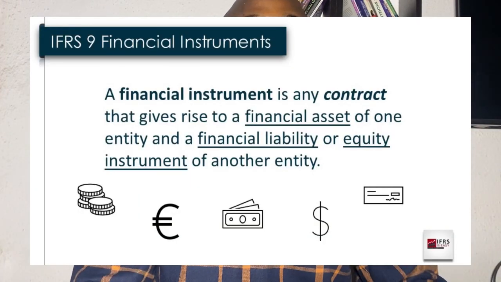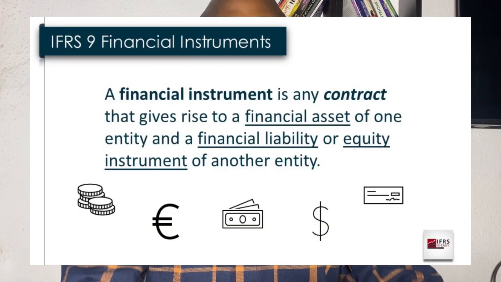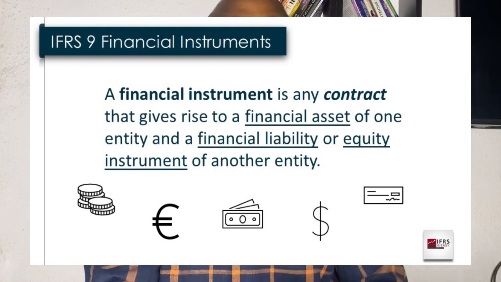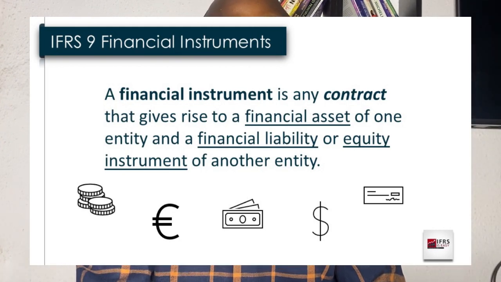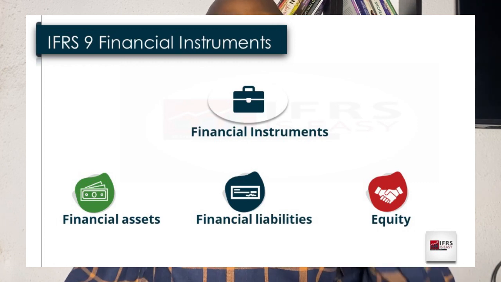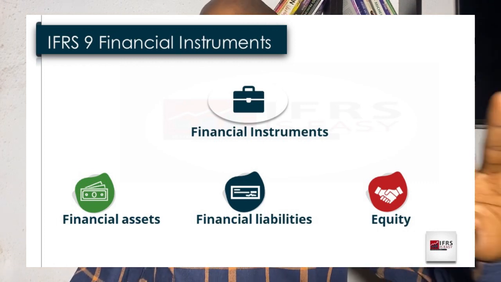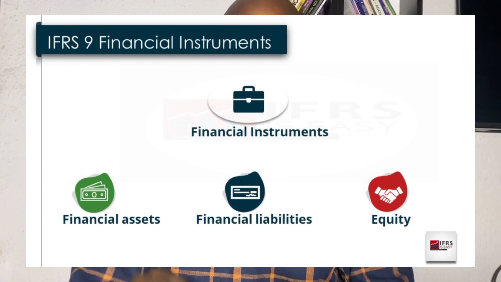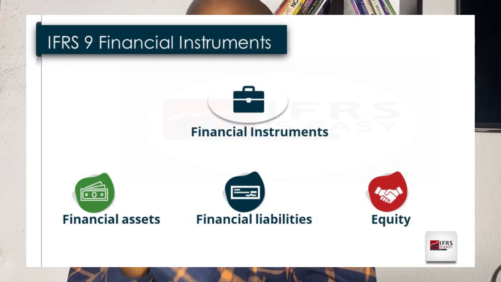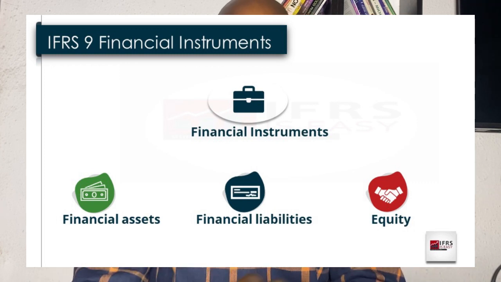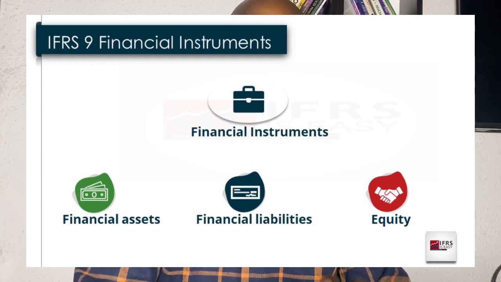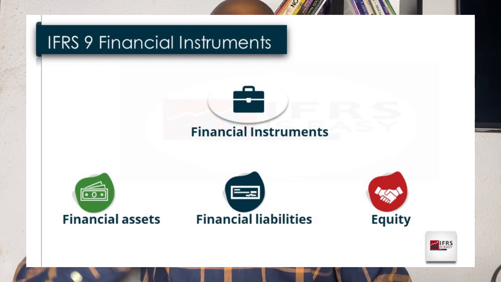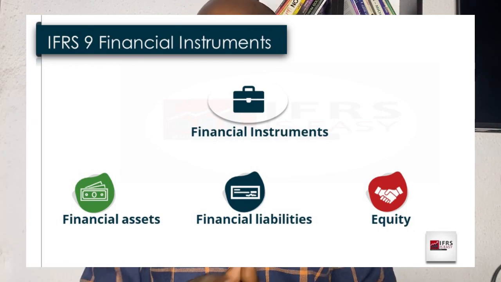Now if you go back to our definition, you will notice that there are three items that we have mentioned. We have mentioned that there's a financial asset, there's a financial liability, and there's an equity. So what that means is that financial instruments are made up of three items. You have a financial asset, you have a financial liability, and you have equity. So we'll be looking at each of them one after the other. We'll be explaining it with examples, and then before we get to our goal. Alright, so let's get it started.